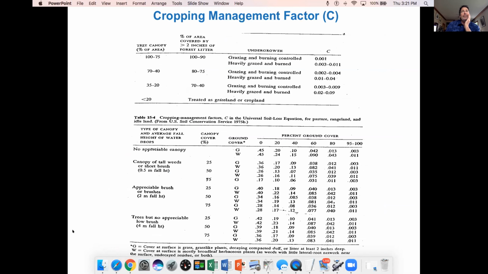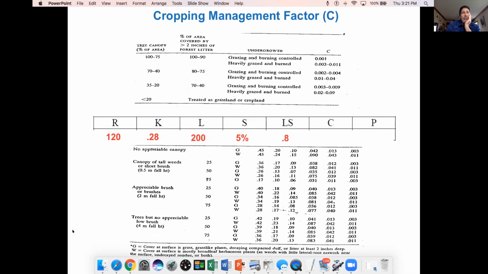So finally, the C. We got our R, K, L, and S gave us our LS. The C, what did we say was the cover type? Forest. 100% forest, tree canopy. So if I go up here and I see tree canopy 100 to 75%, and I don't have any grazing or burning control of that forest, I'm not doing fire ecology or having animals underneath there, the C factor is what? It's 0.001.